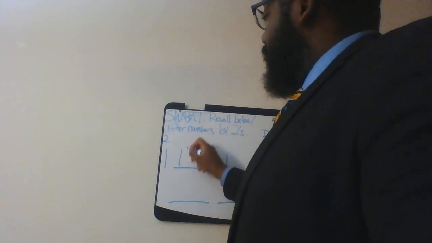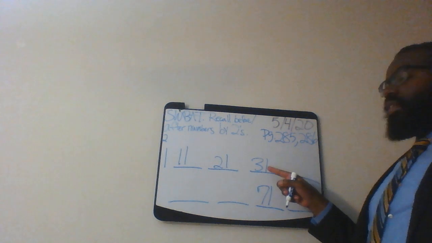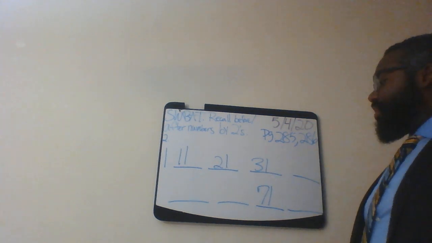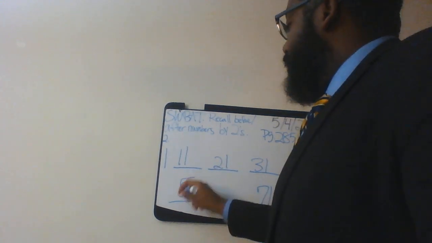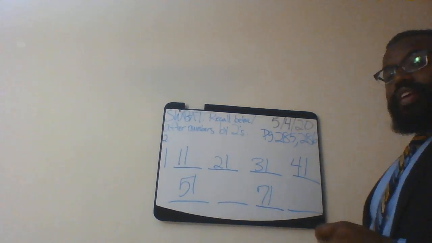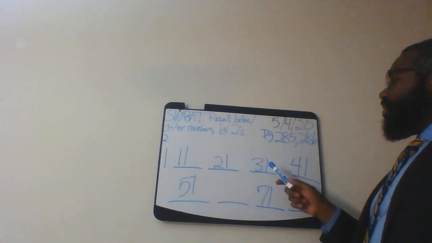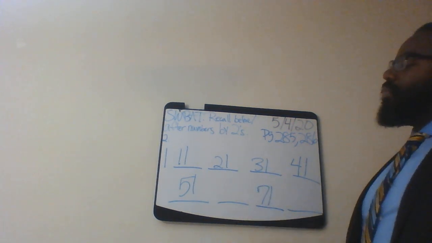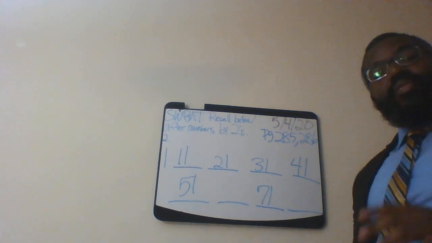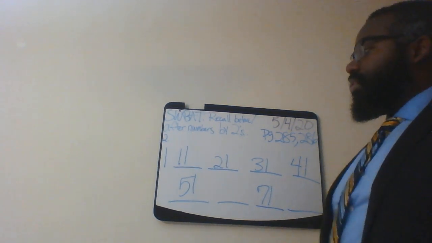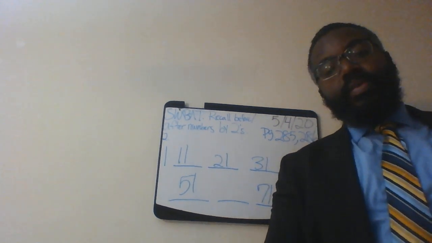11, okay? 1, 11, 21, 31. What's next? 41, 51. Let's start over again. So here we have 1, 11, 21, 31, 41, 51. A number goes here, then another number, and then you have the rest of the chart, okay? So remember, you're counting by tens for that particular problem.